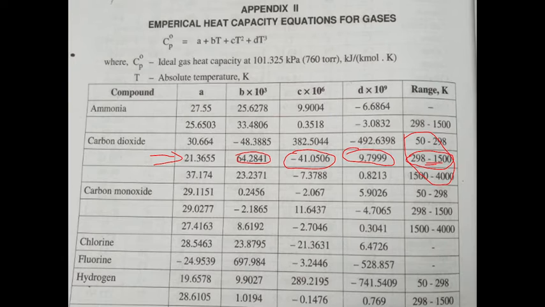So, here A value is 21.3655, B value is 64.2841, C value is 41.0506, D value is 9.7999. Are you clear or not? Okay. So, in this way we are going to collect the A, B, C, D constant values for a given component in a particular range of temperature. Are you clear or not? Okay.